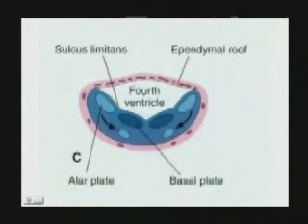And here we have a diagram of the alar plate and the basal plate, and you see them separated by this groove, the sulcus limitans. And some of the neuroblasts from the alar plate will migrate ventrally and form the neurons of the olivary nucleus, which we'll see in more detail in just a bit. And here we have the fourth ventricle again because it's at the level of the rhombencephalon.